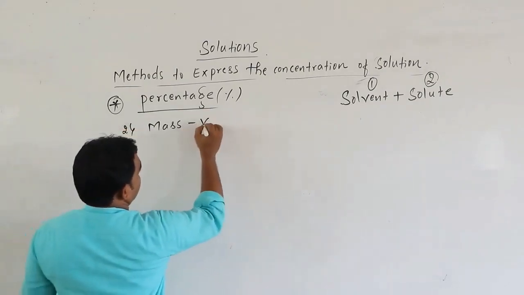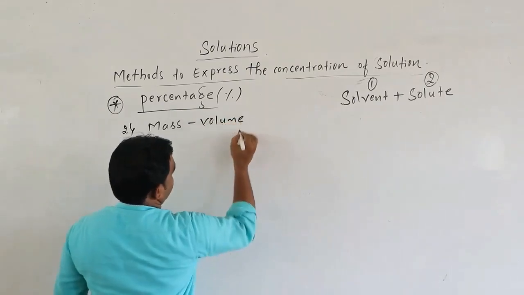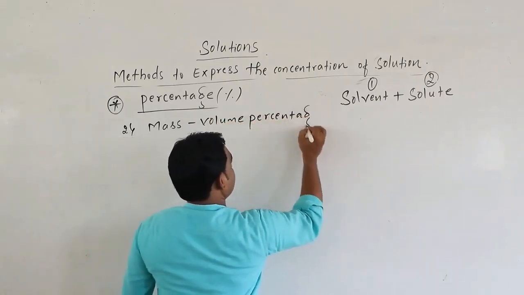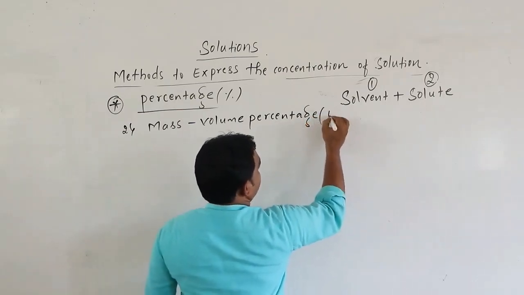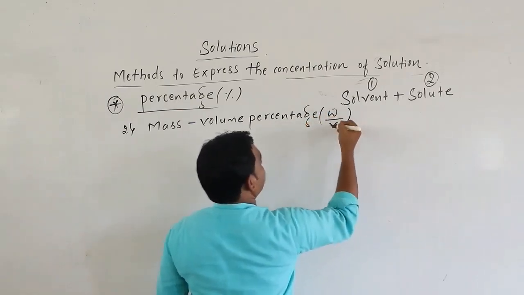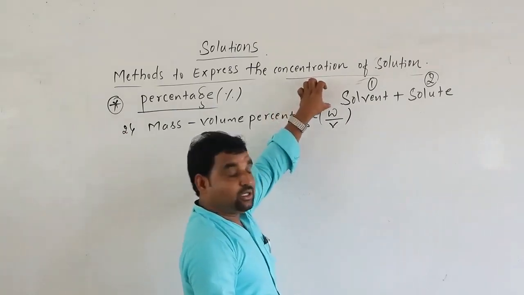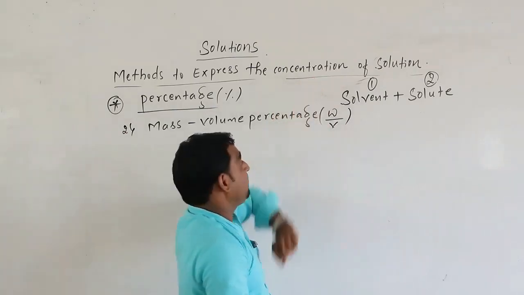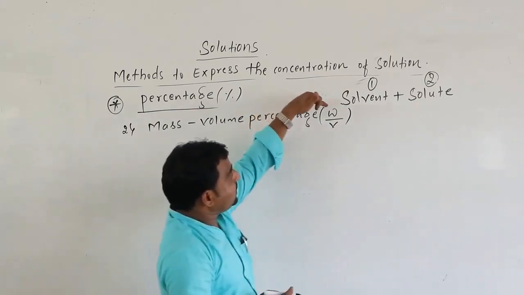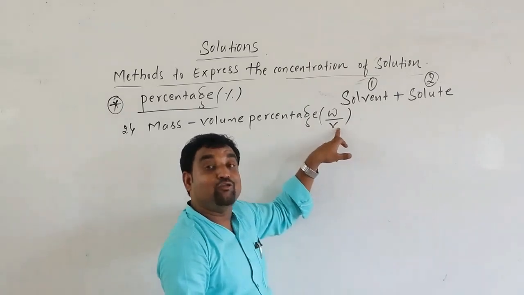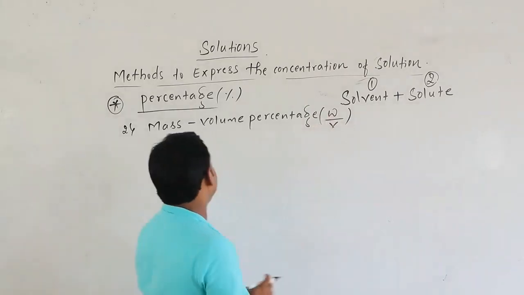Second one is mass volume percentage. That can be denoted W by V. So this numerator refers to the solute and denominator refers to the solution. Now here the solute is taken in weight or mass and the solvent we have to take in terms of volume. How to define this one?